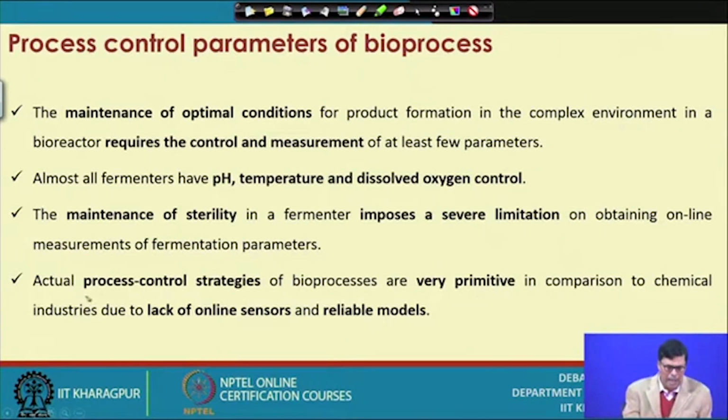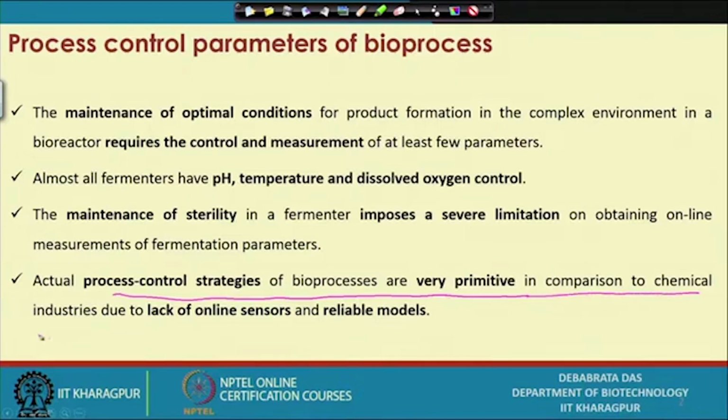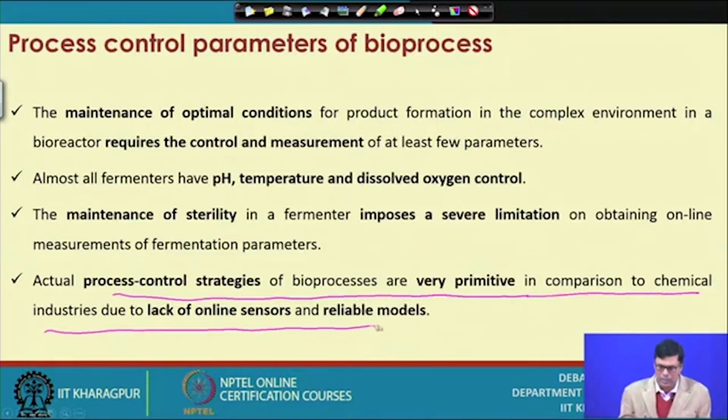The process control strategies of bioprocesses are very primitive in comparison to the chemical industry due to the lack of online sensors and reliable models. So, this is another problem that we have.